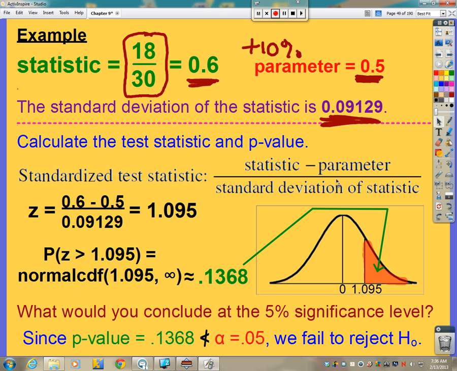So if I want to apply this formula, and again, for proportion level problems, our test statistic will be z, just as it was in confidence interval problems. So my statistic is my 60%, this is what I got from my sample, minus my parameter, which came from my null hypothesis, my 50%, divided by the standard deviation of the statistic, which I gave you for now, which later you will calculate. And so I get a z-score of 1.095. And again, this z-score just tells me how many standard deviations above the mean I'm really located.